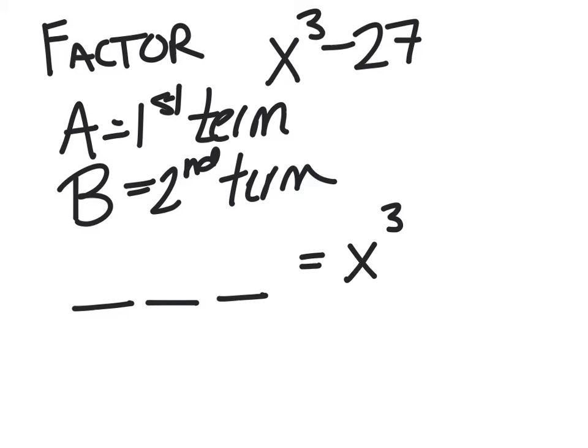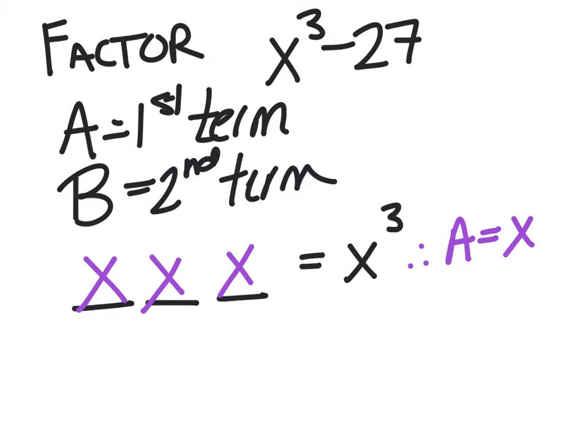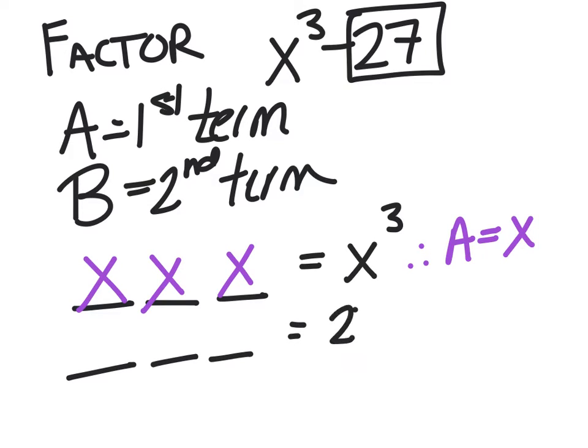So I want you to write this out in your notebook. What times what times what is x cubed? Well, hopefully you're saying it's x times x times x. Therefore, your A value is equal to x. Okay, let's get the second term. I see a 27. So what times what times what is equal to 27?